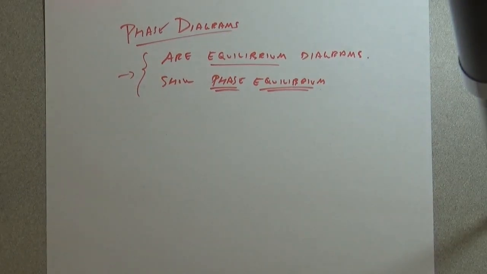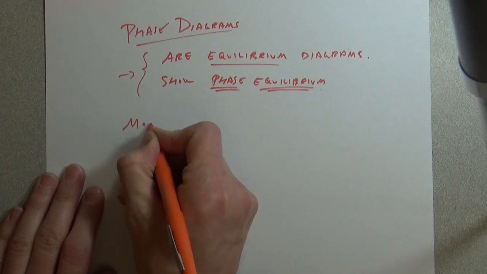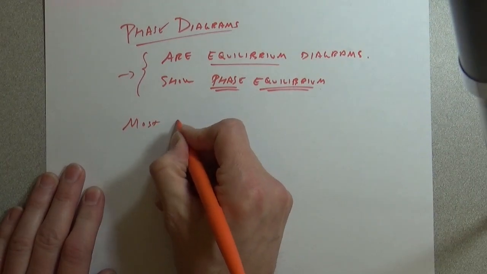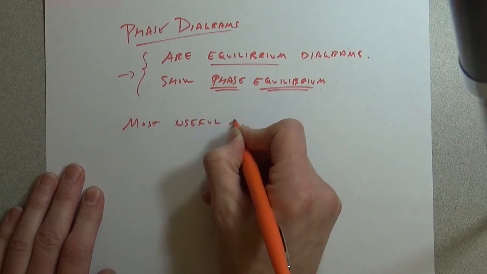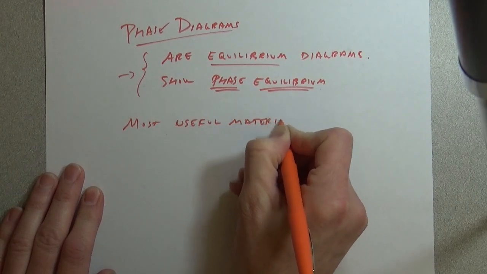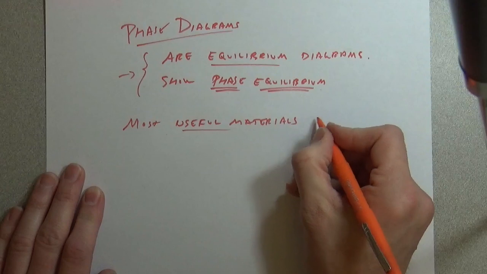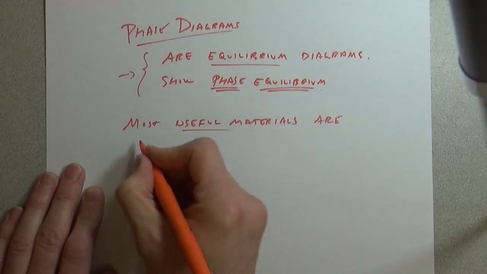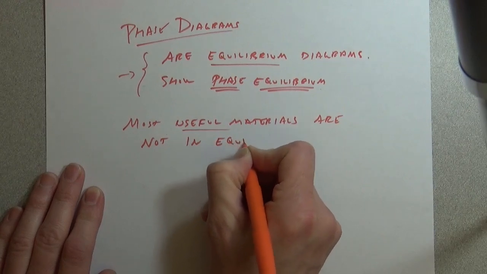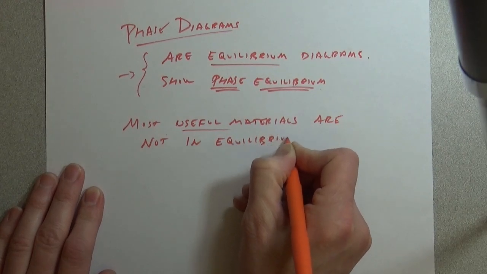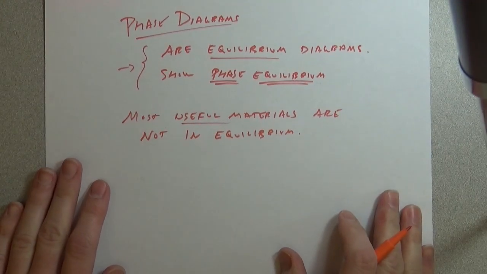Now, these phase diagrams are in equilibrium, but most of the materials that we know and love are not in equilibrium. Useful materials, let's call them, are not in equilibrium. In fact, they're metastable.